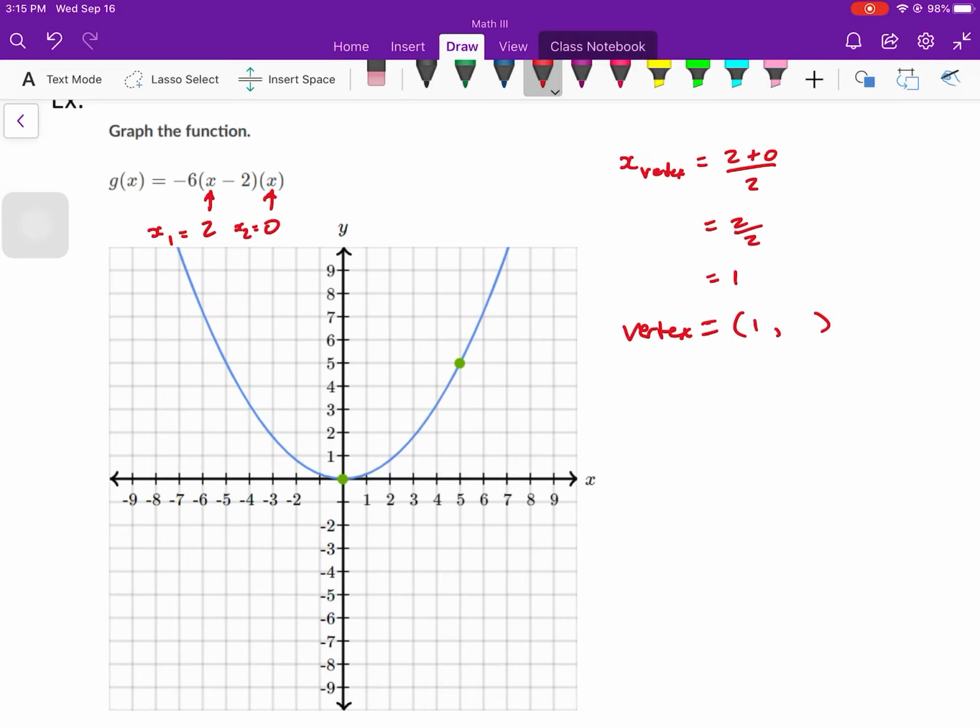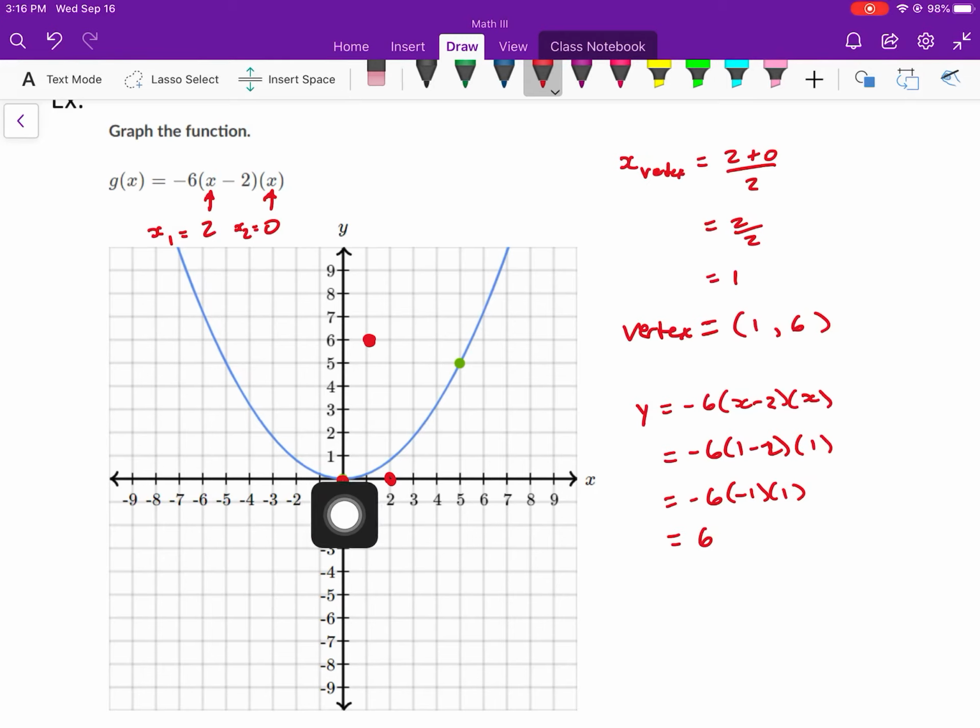So to come up with the y coordinate, we just plug that 1 in. Oops, I made a little error. I was thinking that's not going to work. It's x minus 2 there. And I'll get -6 times -1 times 1 is +6. So (1, 6) will be the vertex, and then the other point would be placed either at 2 or 0.